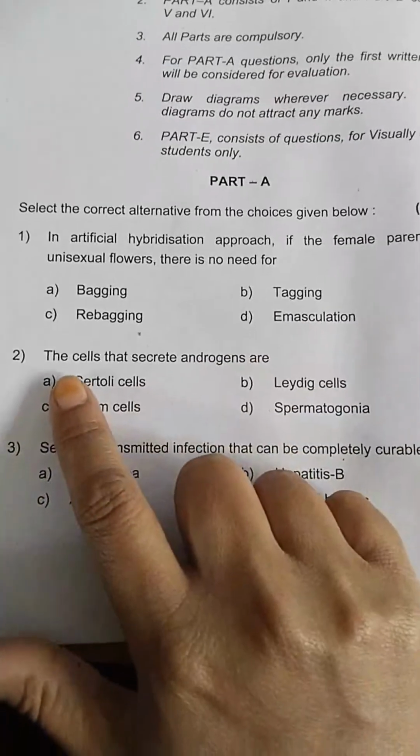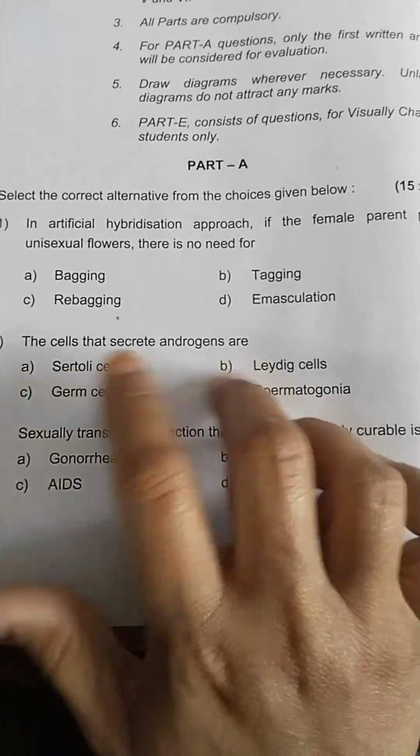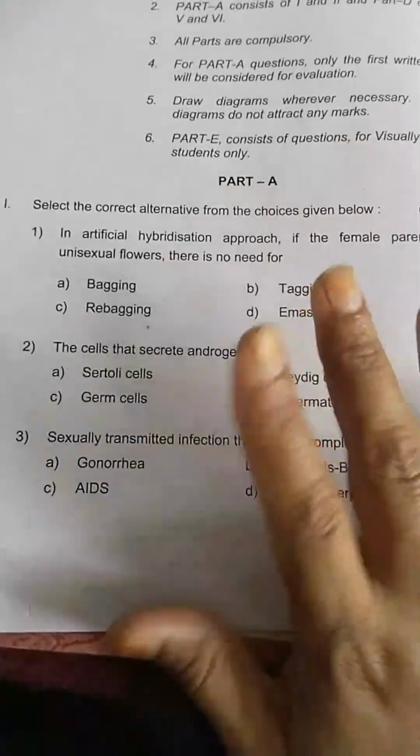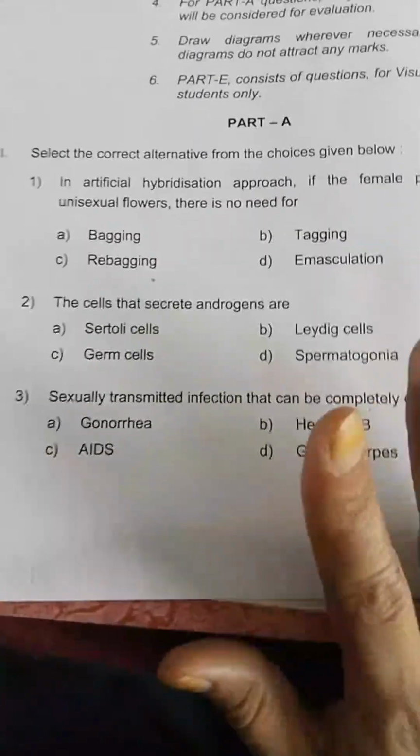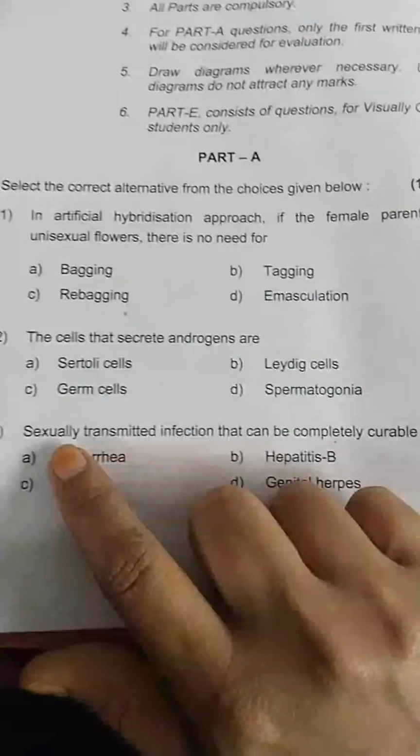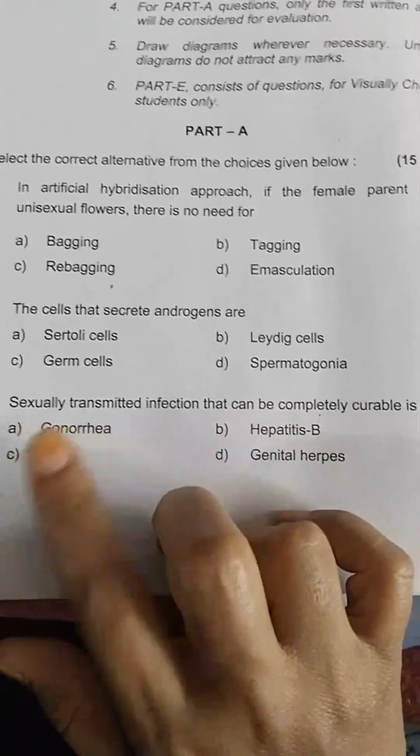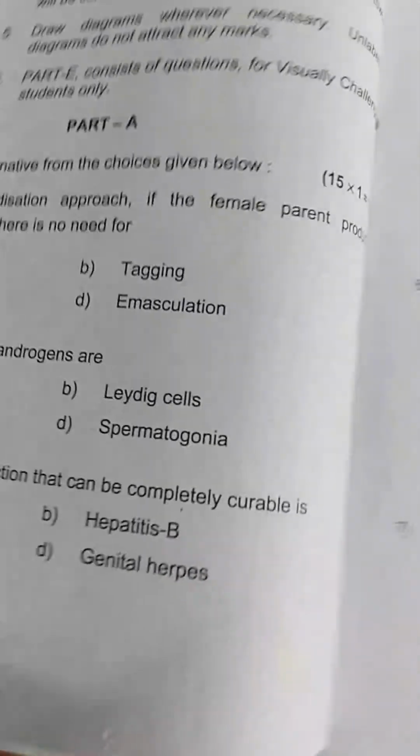Next, second question: the cells that secrete androgens are Sertoli cells, Leydig cells, germ cells, or spermatogonia. I'm not going to provide the answers, I'm only explaining the question paper pattern along with the questions. If you want answers, you can comment and I will provide them. Sexually transmitted infections that can be completely curable are gonorrhea, hepatitis B, AIDS, genital herpes. So all these are the options we need to go through.